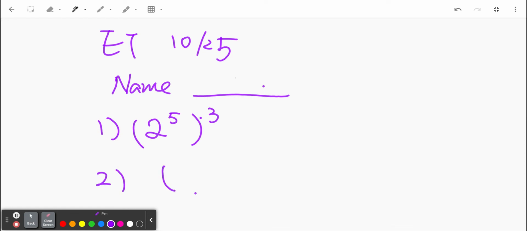All right, your exit ticket today. Only 2 questions. Make sure you have your name down and the date down. You're going to turn in your exit ticket, so give me a paper you can turn in. That's fine. So, first question, 2 to the power 5 and then 3. Second question, 2 to the power 7 times 5 to the power 7. This is it.